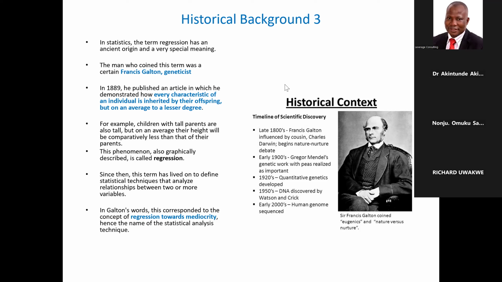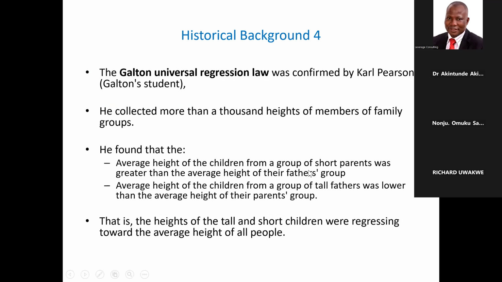You will get to know that even Pearson was a student to Francis Galton. Can you see? Galton was influenced by Charles Darwin, but Pearson was a student to Galton. So the Galton universal regression law was confirmed by Karl Pearson, who was a student. He collected more than 1,000 heights of members of family groups. He found that the average height of the children from a group of short parents was greater than the average height of their fathers' group.